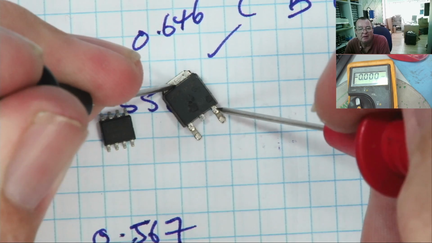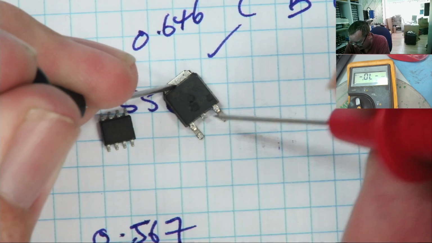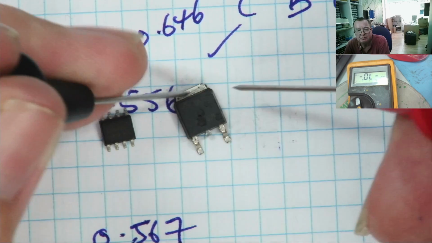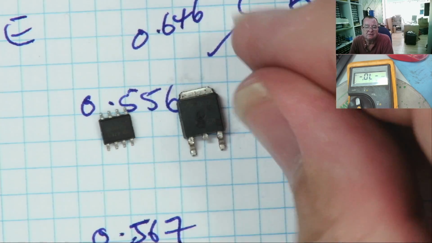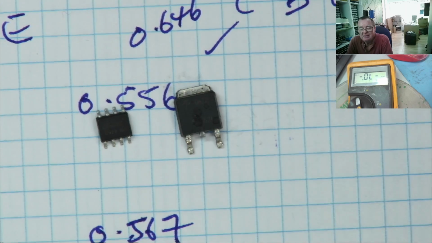Switch is on. It's now short. So we put the positive on the gate to switch it on. This is an N channel MOSFET. And we know this is a gate. We knew that anyway. We know it's a good one. So that's how we test MOSFETs out of circuit. We'll move on to in-circuit testing.